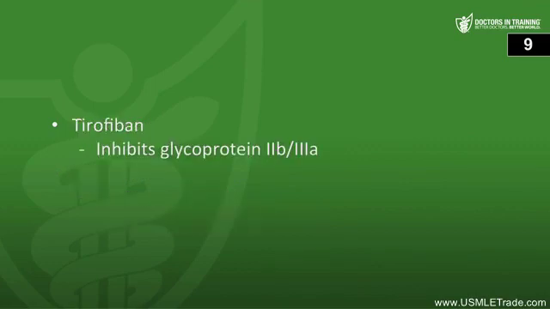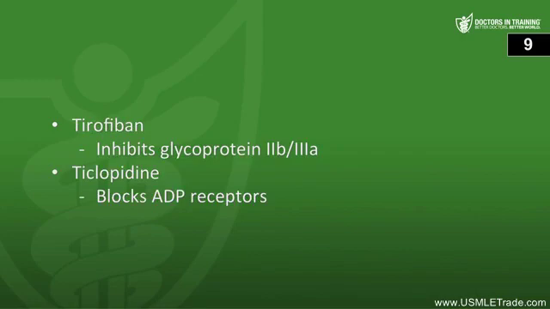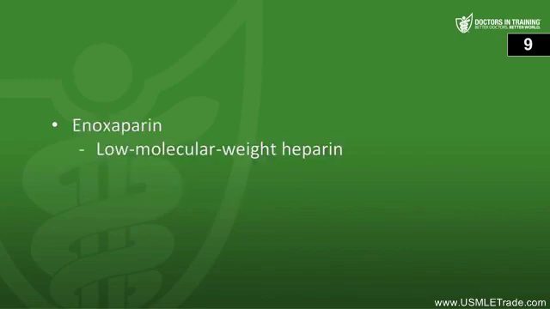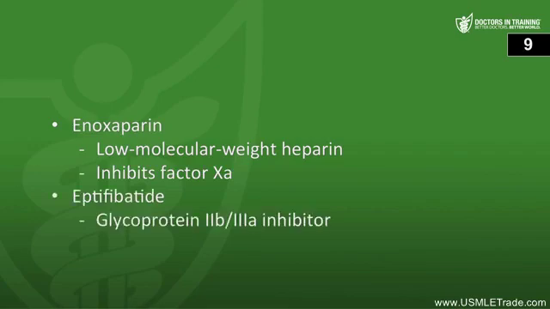Tirofiban also inhibits glycoprotein 2B3A. Ticlopidine blocks ADP receptors, just like clopidogrel. Enoxaparin is a low molecular weight heparin, which works by inhibiting factor 10A. And eptifibatide is a glycoprotein 2B3A inhibitor, just like abciximab and tirofiban.